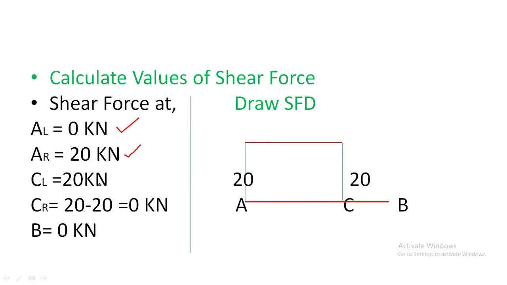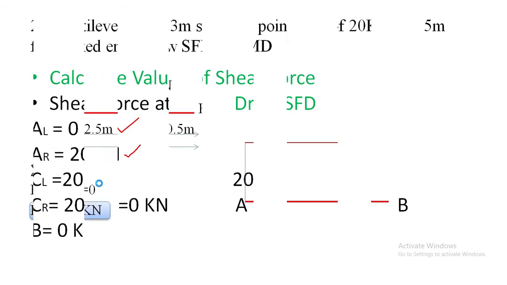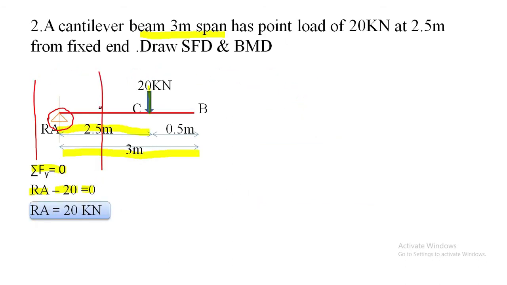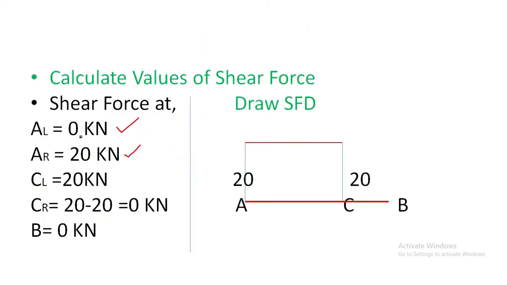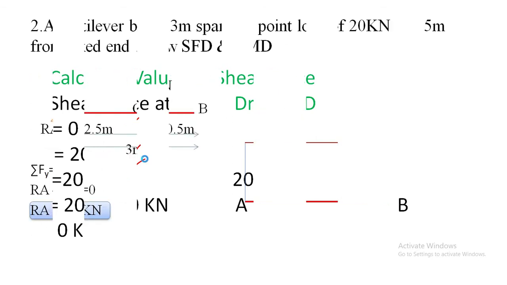Then third is C of left, which is equal to 20 kilonewton, means this section line is now drawn left to the C. While drawing left to the C, you should draw this line here. Now look left of that line, there is only one force, RA, which is going in upward direction, so it is plus 20 kilonewton. This is about the C of left. Now C of right is equal to 20 minus 20 is equal to 0 kilonewton.